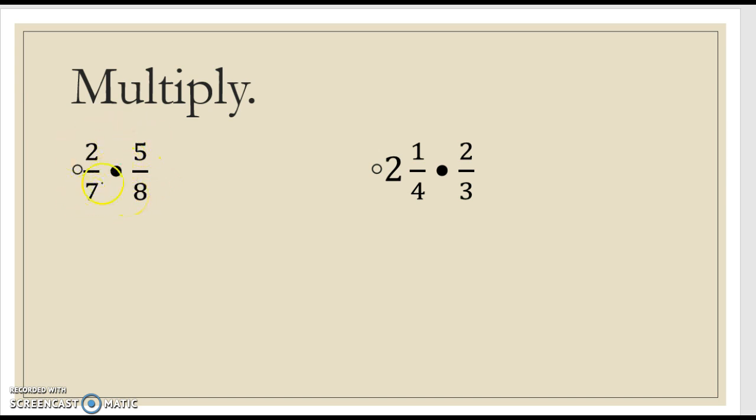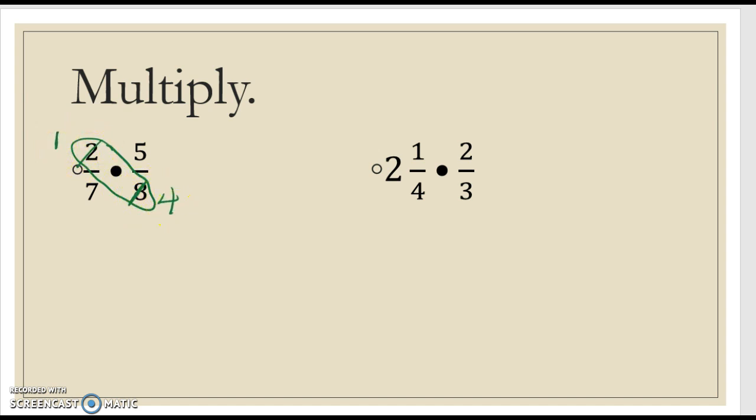So if I look at 5 and 7, there's no common factor between 5 and 7 besides 1. We're going to leave that alone. But 2 and 8 have a common factor. I can actually divide both of these numbers by 2 and get a whole number. So 2 divided by 2 gives me 1. 8 divided by 2 gives me 4.